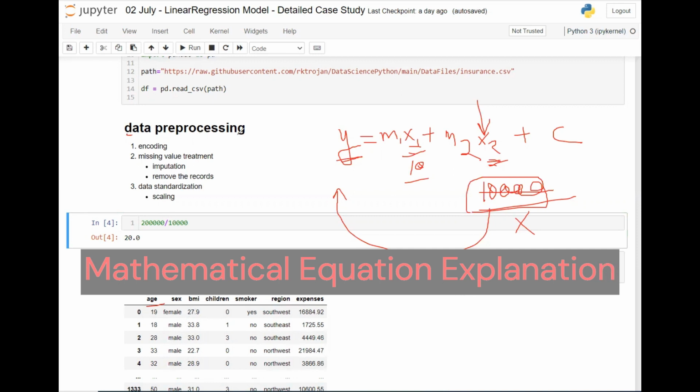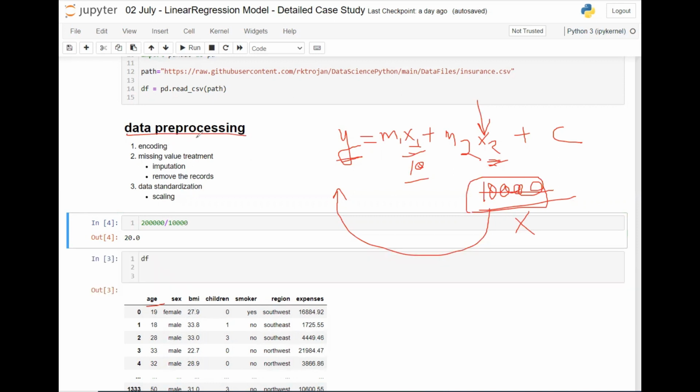This is all part of data pre-processing, and there are a lot of other things, but encoding, missing value treatment, and data scaling are some of the very standard things.